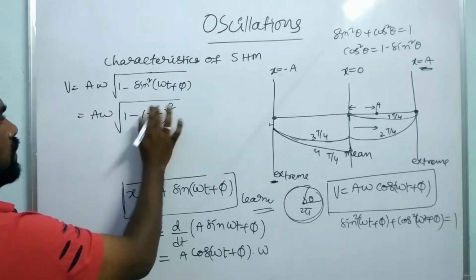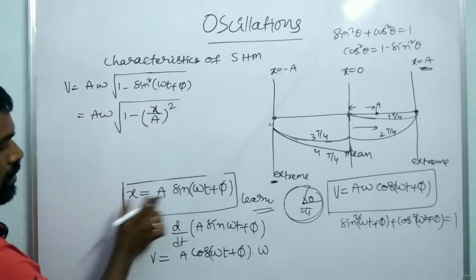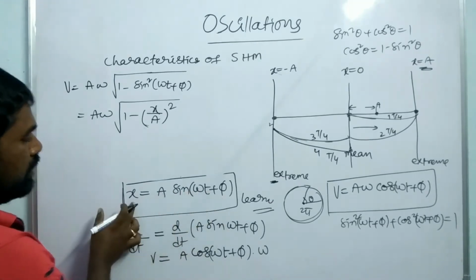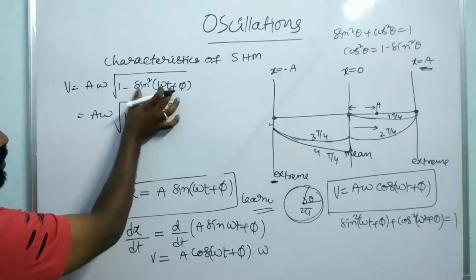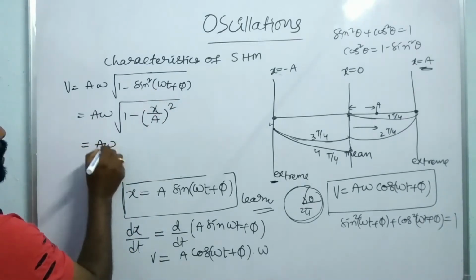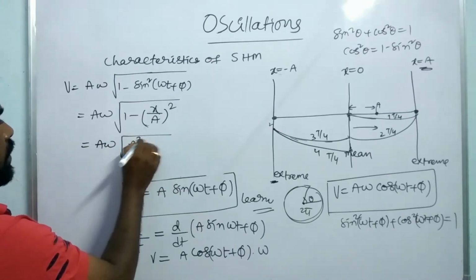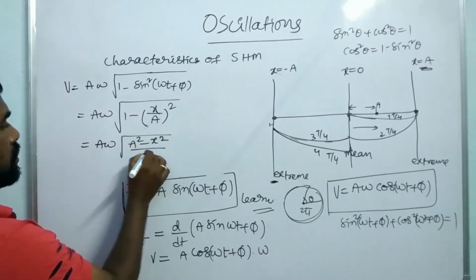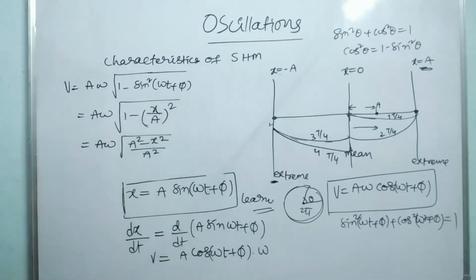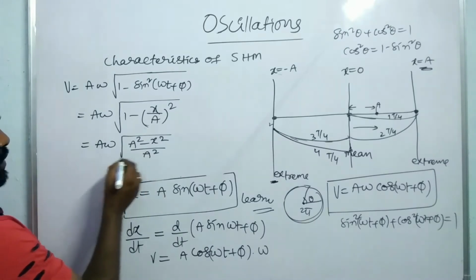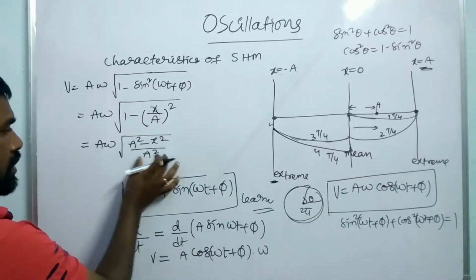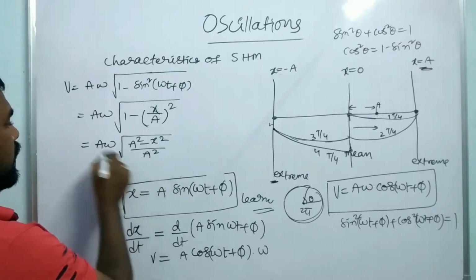How can we write x by A? From this one, sin(omega t plus phi) is equal to x by A, so sin square(omega t plus phi) is equal to (x by A) whole square. Let's simplify here: A omega under root of (A square minus x square) by A square. Here the LCM is A square. The square root and the square in the denominator cancel out, leaving A, so A and A will be cancelled out.